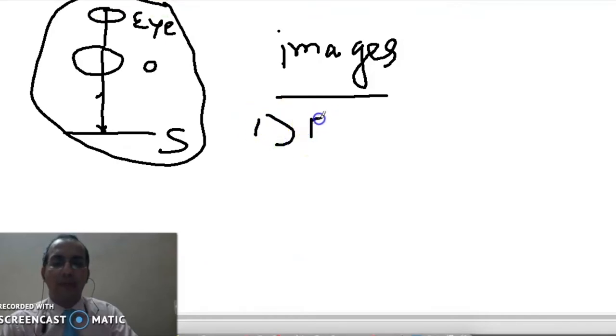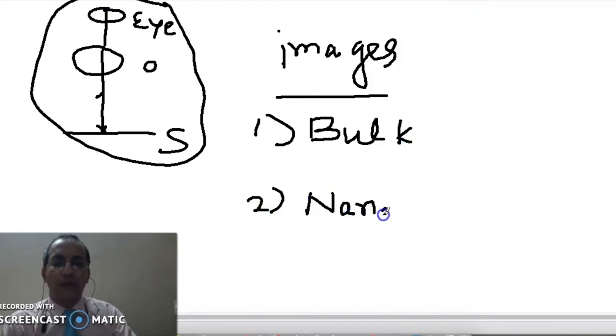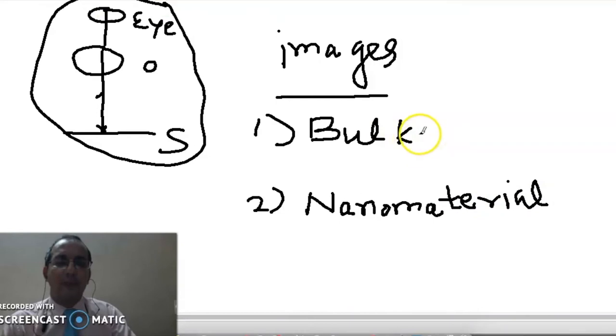Number one type of material is the bulk materials, and the second is the nanomaterials. Now let's ask one question: what is the difference between the bulk material and the nanomaterial? So the crystallite size or the particle size in the case of the bulk material is of the order of micrometers. And we know that 1 micrometer is equal to 10 to the power minus 6 meters.